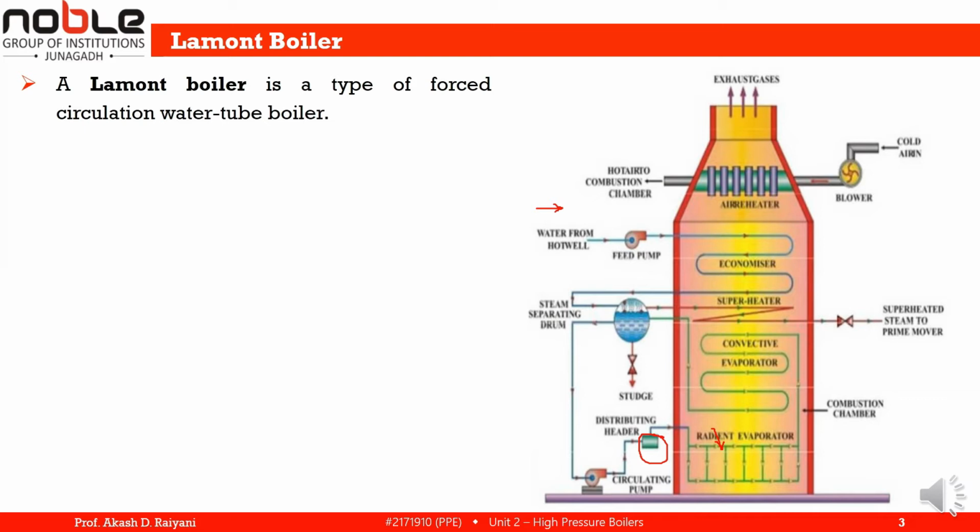The steam water mixture from the radiant evaporator passes through the convective evaporator and is then separated and stored in the drum, where the steam is separated and passes through the superheater to superheat the steam, and it finally enters the prime mover. The superheated steam is then passed through the steam turbine, where it gives mechanical energy.